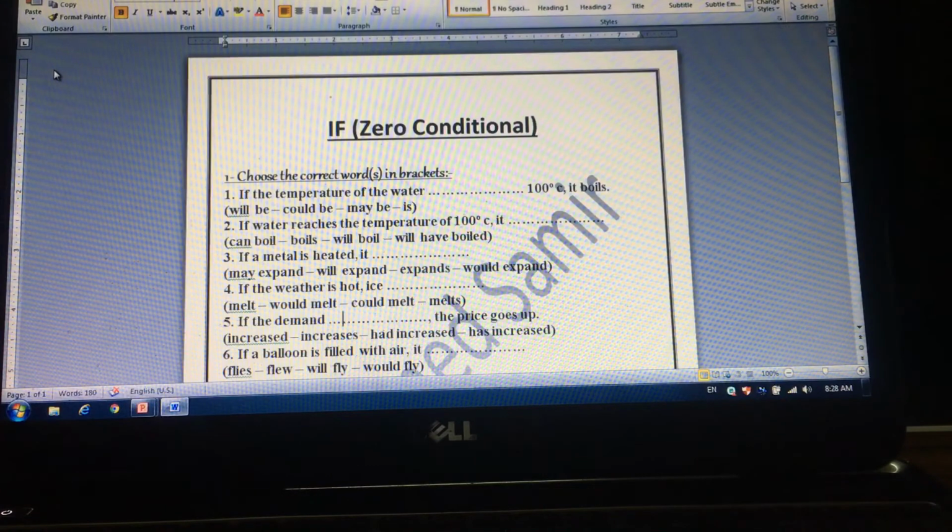The second example: if water reaches the temperature of 100 degrees, it can boil, boils, will have boiled. Yes, the answer will be boils. It boils. Why? Because we have to use the present simple in both parts. And in the first part, we used present simple when we said if water reaches. So the second part will be it boils.